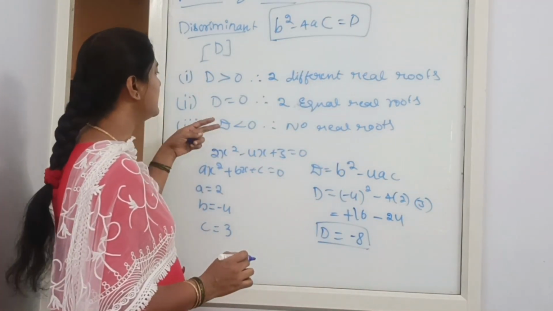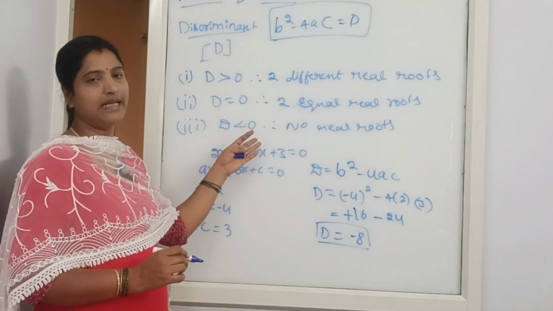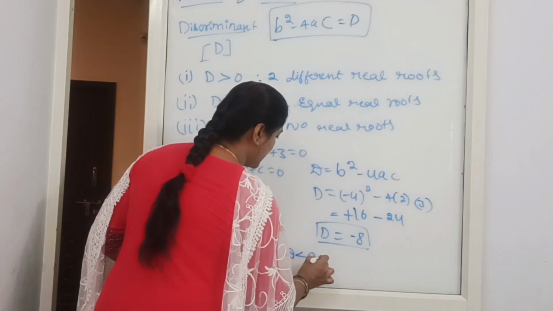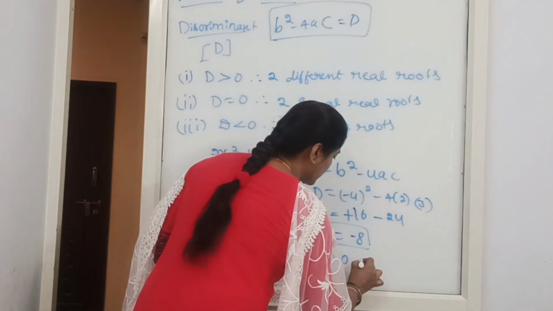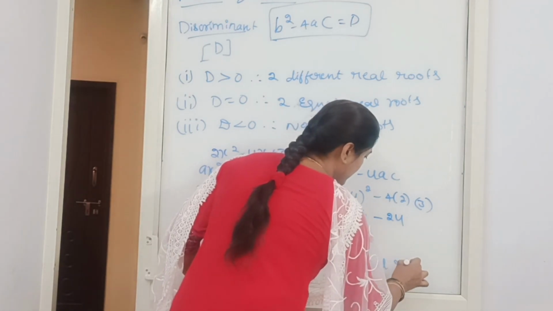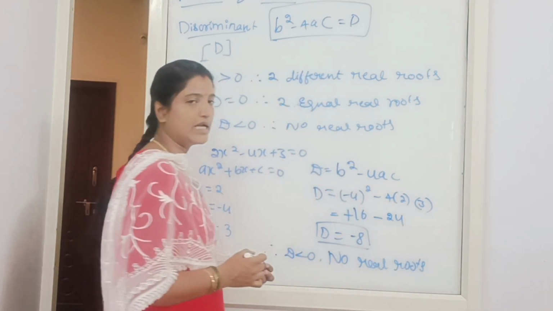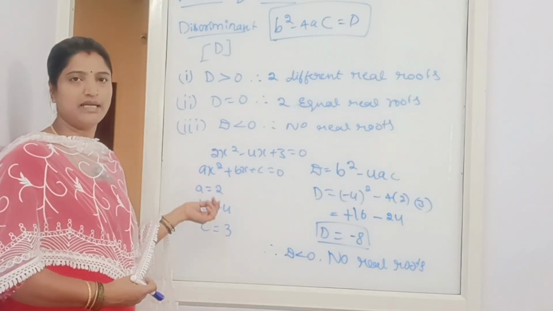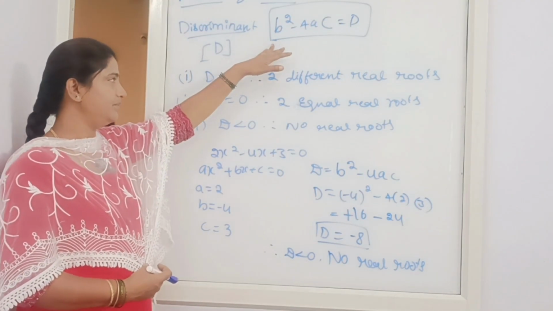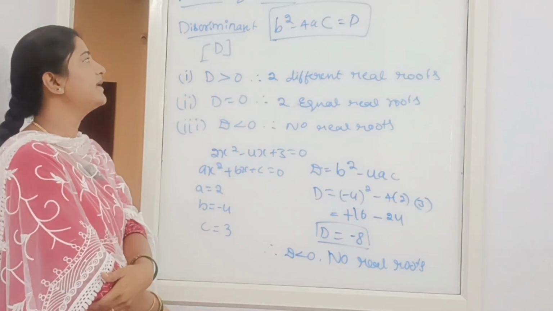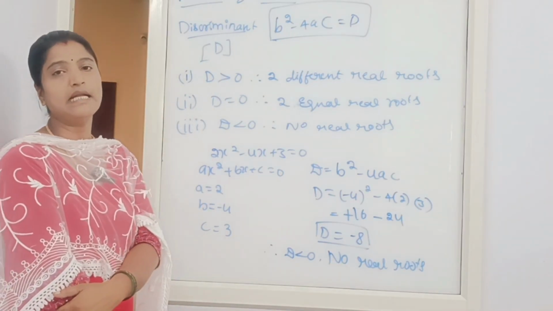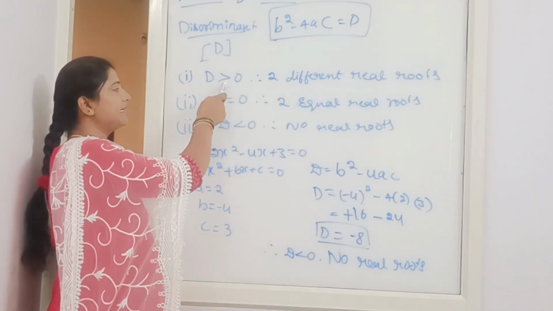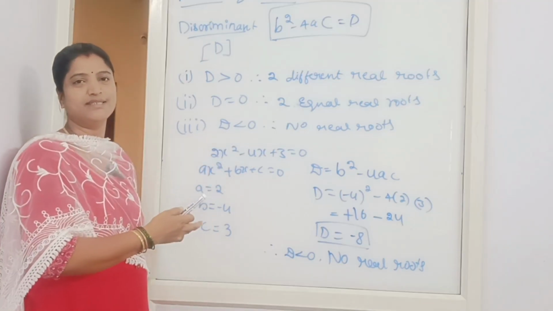Minus 8 is nothing but less than 0. Therefore, the discriminant is less than 0. So it means there are no real roots for this equation, no real roots at all. I hope you understand after the example, right? So this is very important. Keep in your mind b square minus 4ac, that is nothing but the discriminant. There are three cases: if it is equal to 0, greater than 0, or less than 0. Clear?